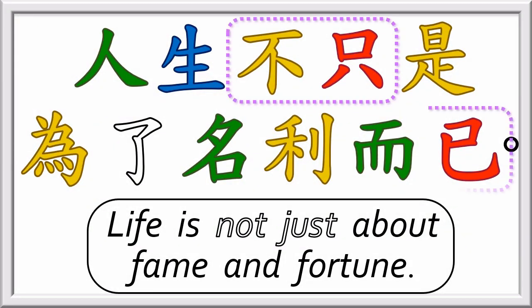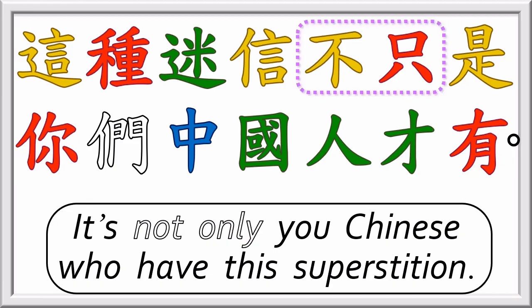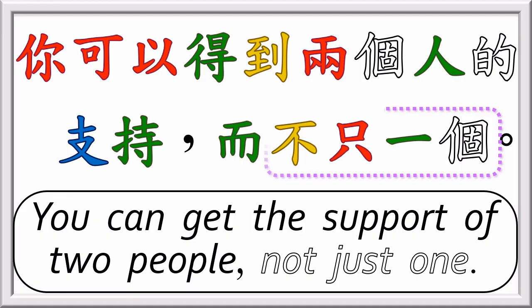These next 3 examples use the phrase 不只 or 不只是, meaning not only. 人生不只是为了名利而已。Life is not just about fame and fortune. 这种迷信不只是你们中国人才有。It's not only you Chinese who have this superstition. 他是行动家，不只是思想家、言论家。She's a doer, not just a thinker or a speaker. 你可以得到2个人的支持，而不止一个。You can get the support of 2 people, not just 1.